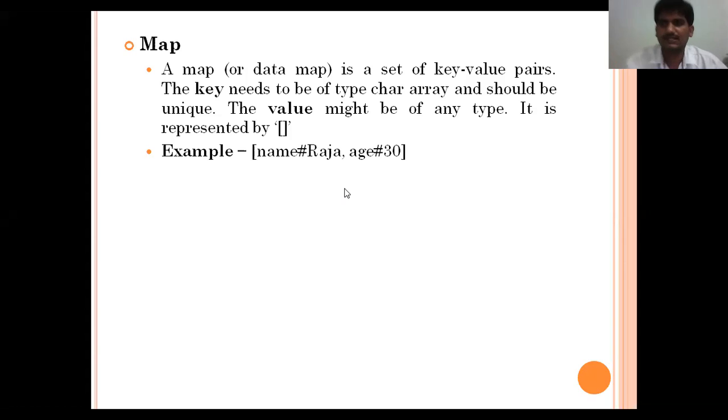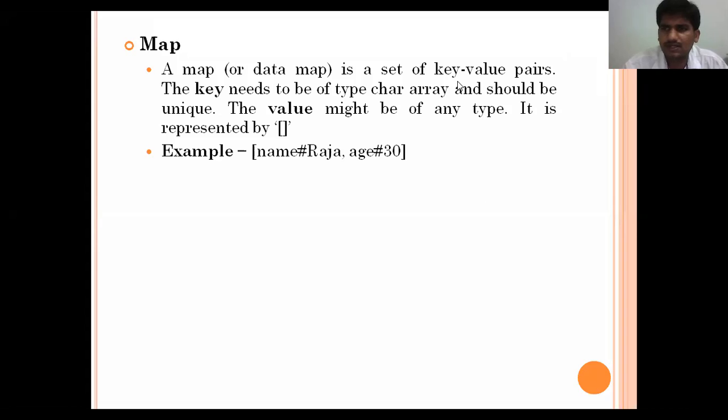Okay, so this is a map. A map is data which contains, as we already discussed in the first chapter, key value pairs. The key needs to be of type char array, and it should be unique. The value can be of any type.